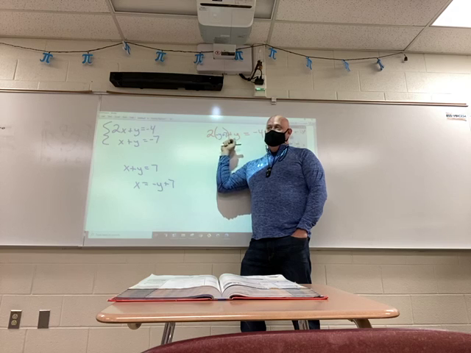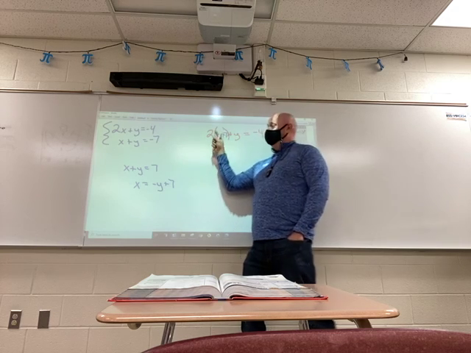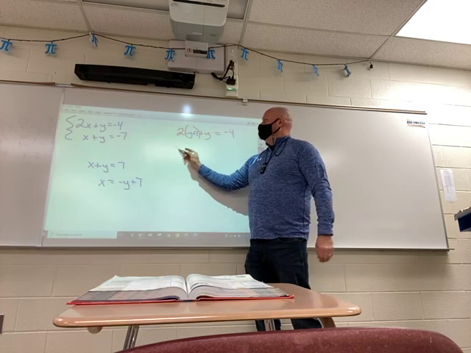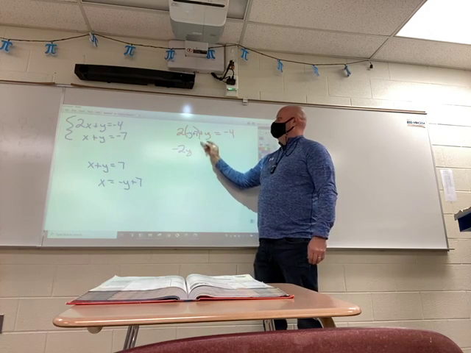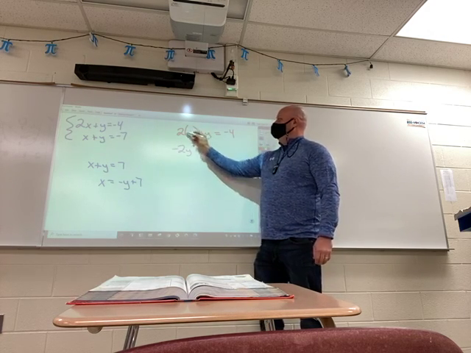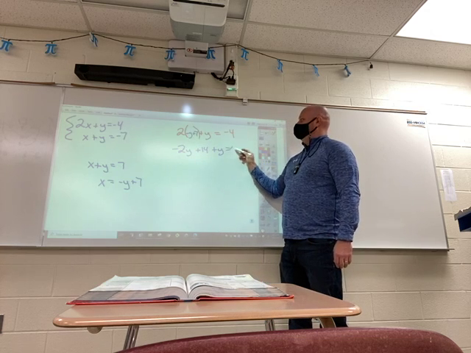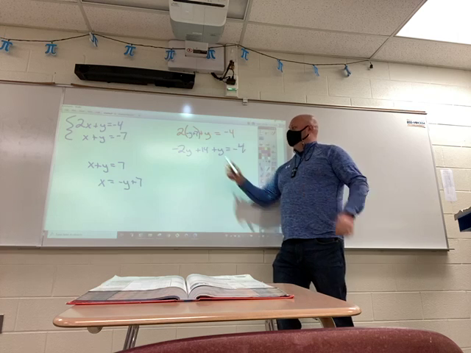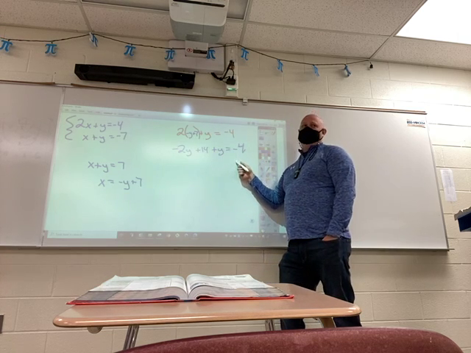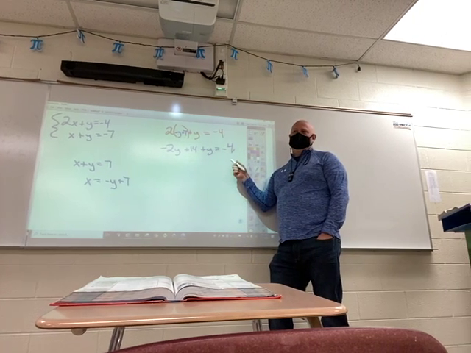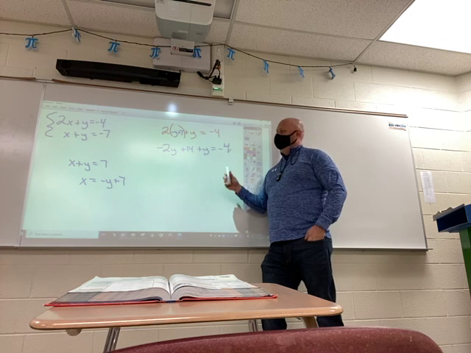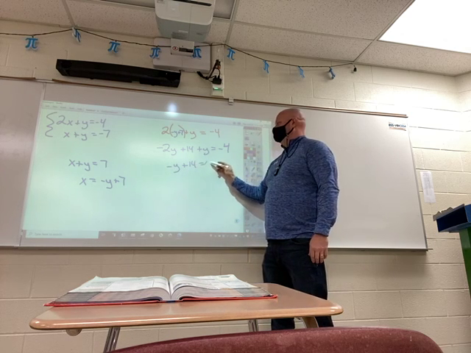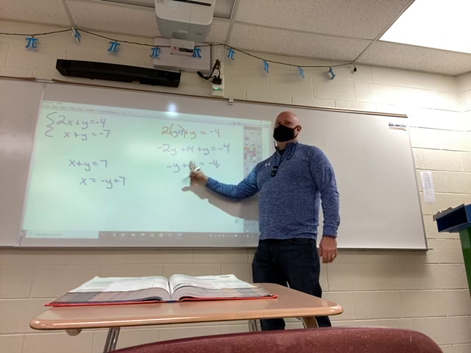What's step 3? Solve this. What's the next thing I got to do to solve this? Distribute. So I'd get negative 2y plus 14 plus y is equal to negative 4, right? After you distribute, I got a negative 2y plus a y. What's negative 2 plus 1? Combine like terms. That'd be negative 1y plus 14 equals negative 4.